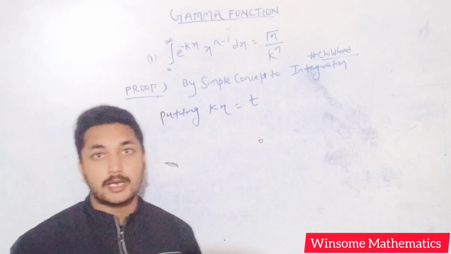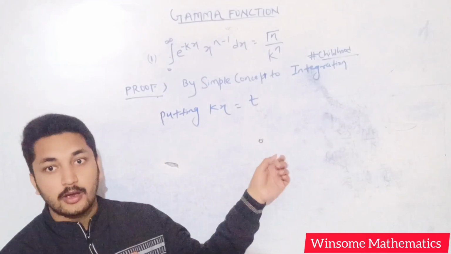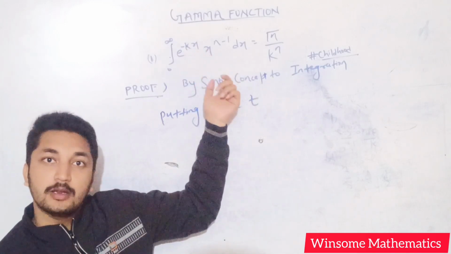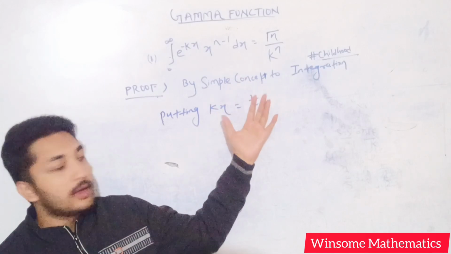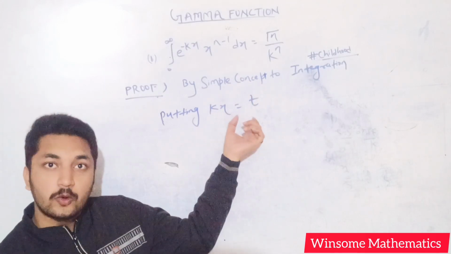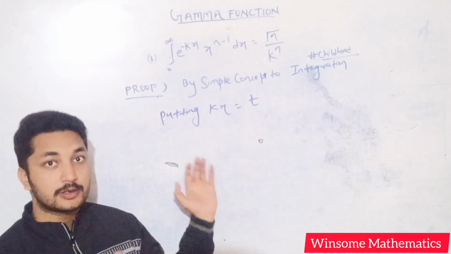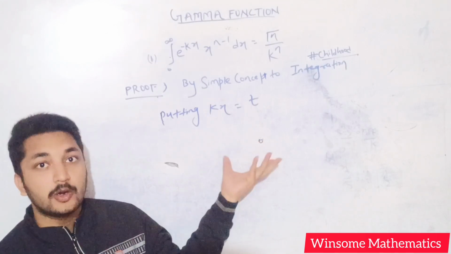Now you must think, why didn't I put minus kx is equal to t? Because eventually we need this minus, as this minus always appears in the definition of the gamma function. So that's why we put merely kx is equal to t. Now we will substitute it. We have substituted, and we will see what happens to the limits of integration.